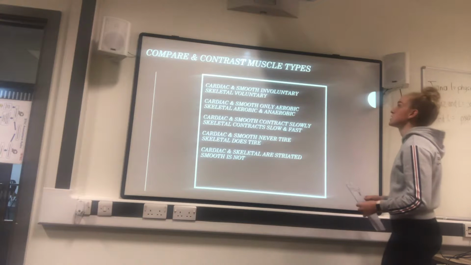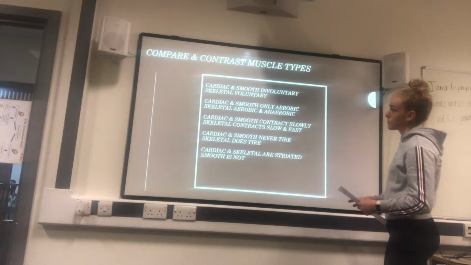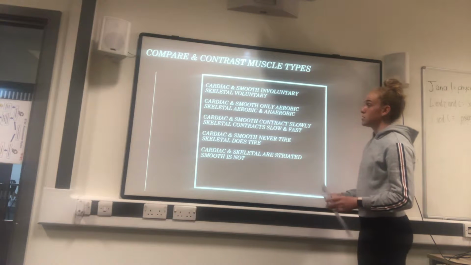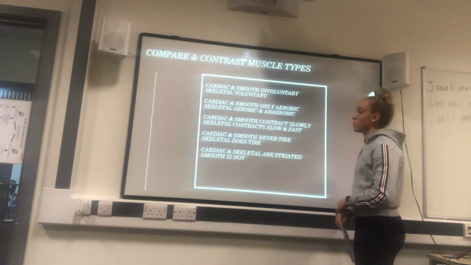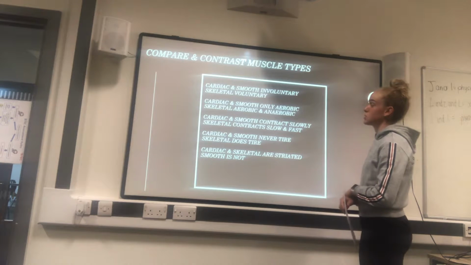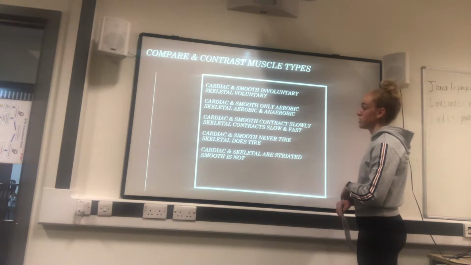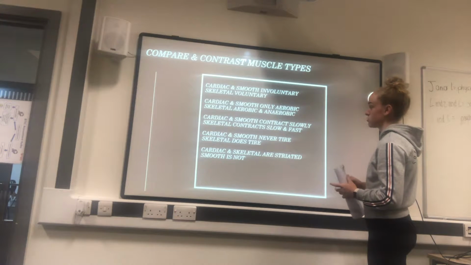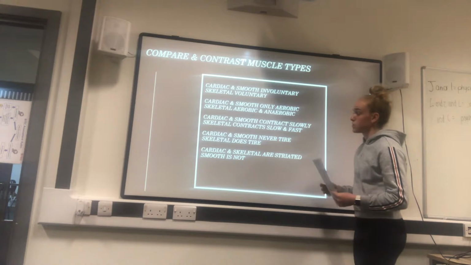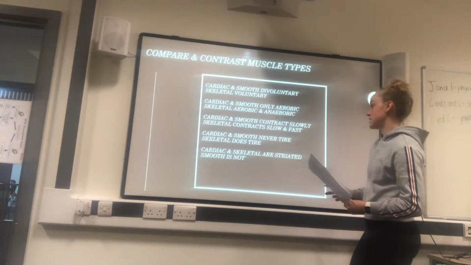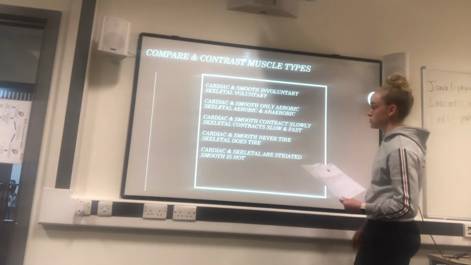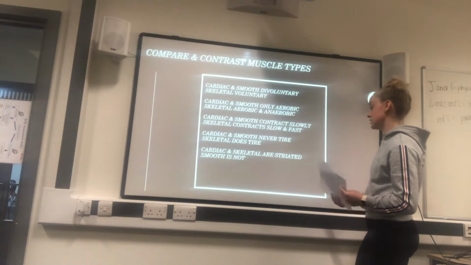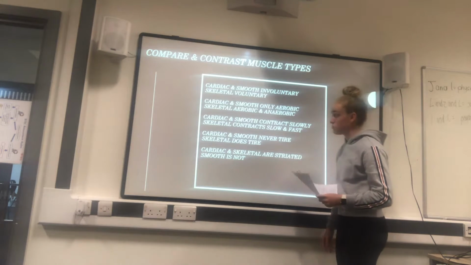So comparing and contrasting the muscle types. Cardiac and smooth muscles are involuntary, whereas skeletal muscle is voluntary. The cardiac and smooth only work aerobically, whereas the skeletal works aerobically and anaerobically. The cardiac and smooth contract slowly, whereas the skeletal can contract slow and fast depending on the movement. Cardiac and smooth never tire, and the skeletal does tire. Cardiac and the skeletal are striated, smooth is not because it's smooth.